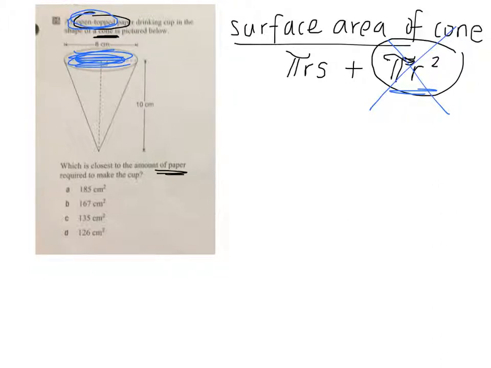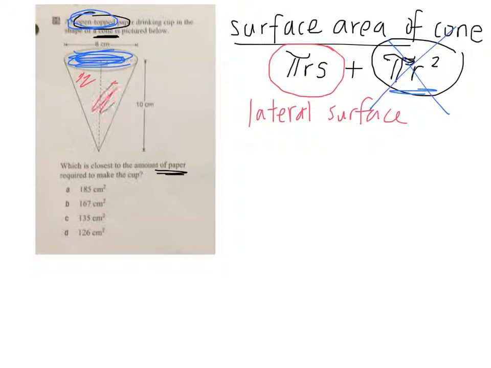All they're looking for is, does anyone remember what this is called? Look on your formula sheet. The lateral surface. This is everything but the top. So it's all of this part, all the way around. Okay? So in the formula, pi r s, which variables do we need to plug in? We need the radius, right? Okay, we need the radius and we need the slant height, the slant.